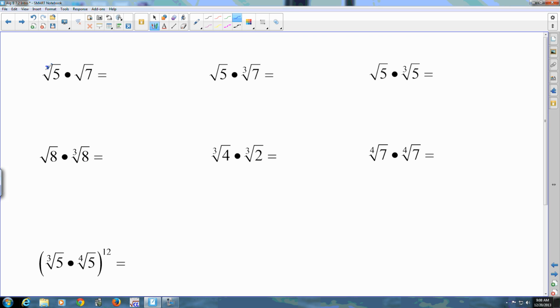When the size of the root is the same, you can bring them together underneath the same root. So that would be 5 times 7, or the square root of 35. When the size of the root is different, that's where I think it becomes very helpful if you guys think of this as fractional exponents. Okay? 5 to the half times 7 to the third. Okay, because the size of the roots are different, there's nothing really you can do.